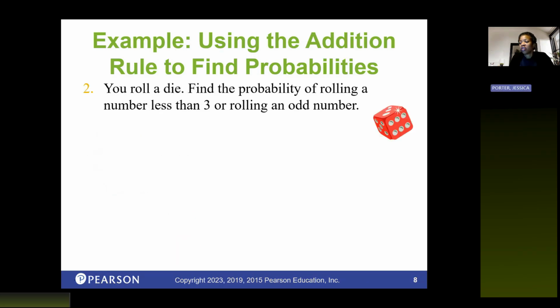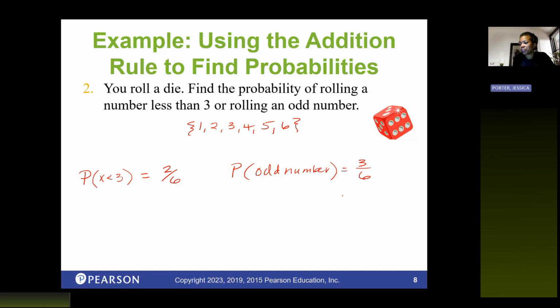All right. What about this? You find the probability of rolling a number that's less than 3 or rolling an odd number on a die. So my sample space for the die is 1, 2, 3, 4, 5, 6. What is the probability of rolling a number less than 3? Say X is less than 3. What is that equal to? Right. 2 out of 6 is a number that's less than 3. And the probability of rolling an odd number, what is that?